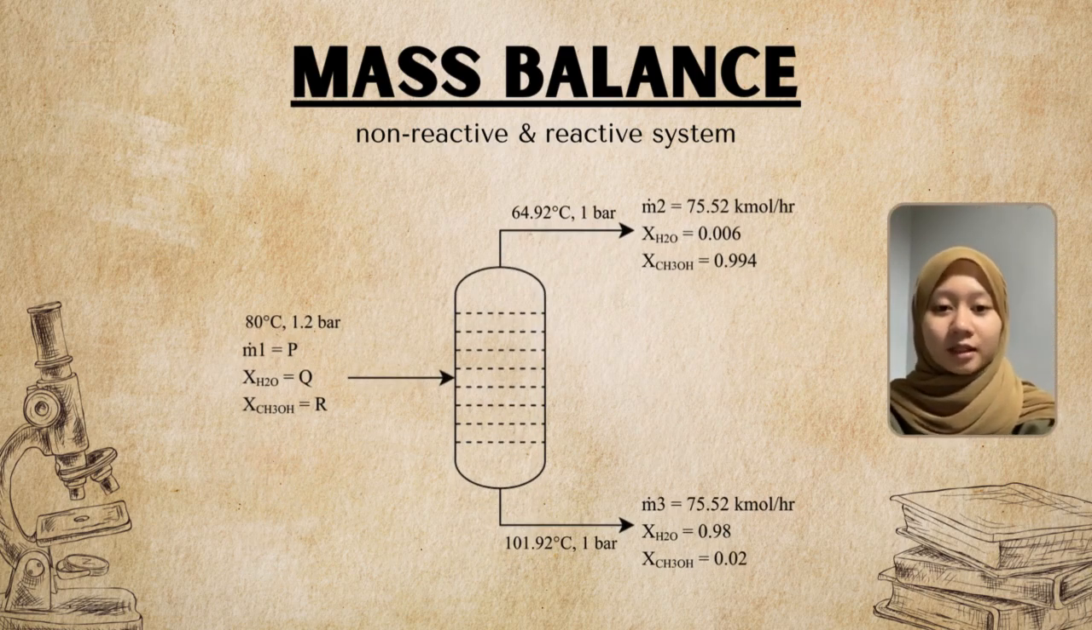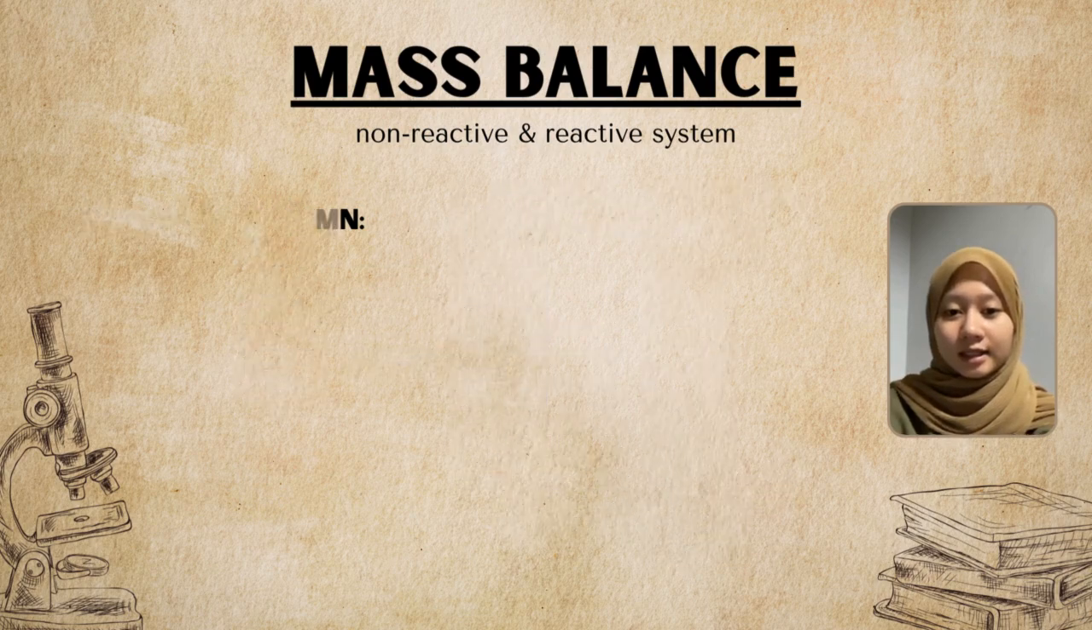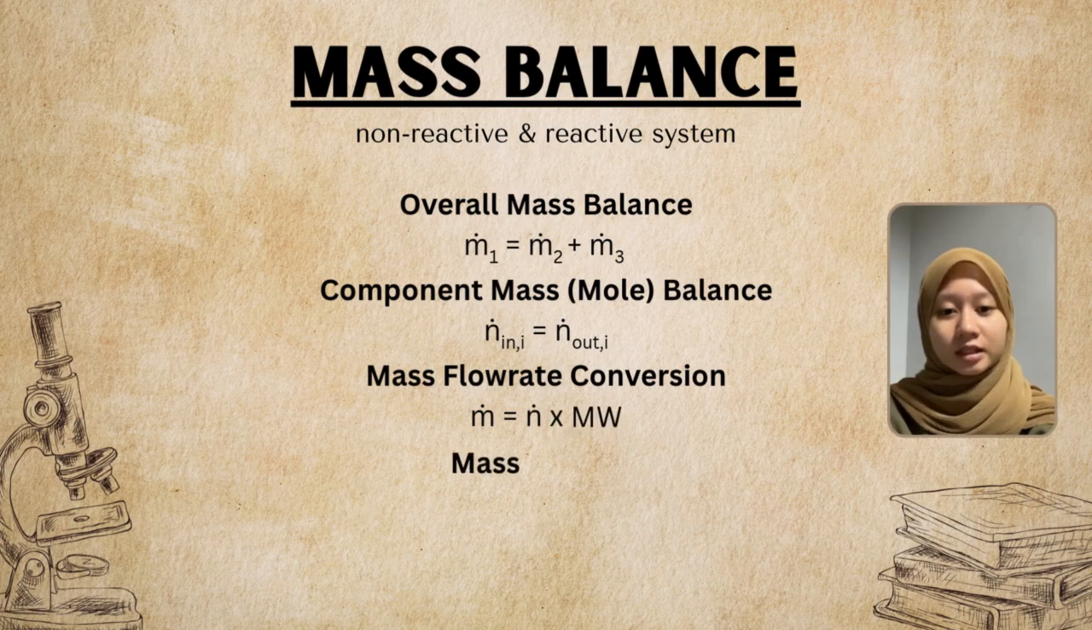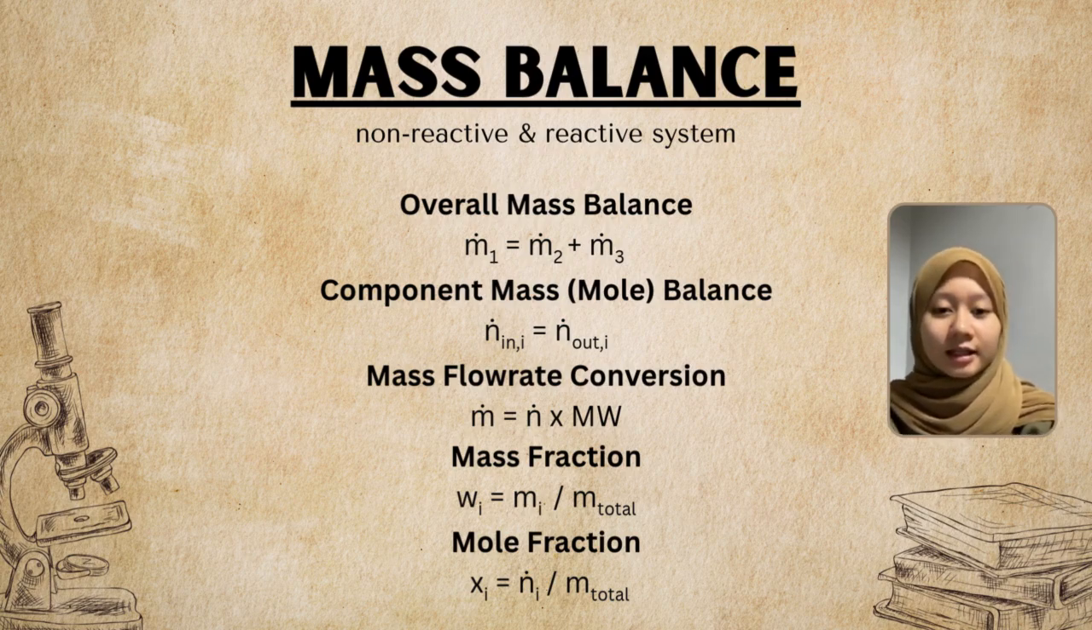Let's dive deeper into the mass balance of the non-reactive system. The unit operation that we chose is the distillation column. In this part, we calculated the molar flow rates, mass flow rates, mole fractions, and mass fractions of both inlet and outlet using these formulas. Then, these two tables are the result of our calculations.